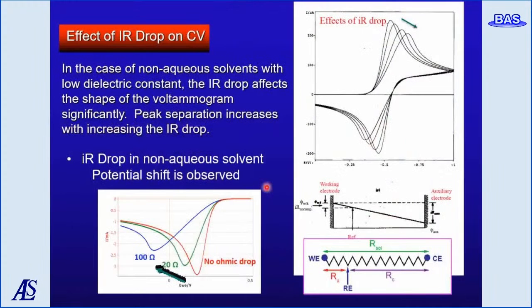When a current flows through the measurement cell in a 3-electrode system, a voltage drop proportional to the product of the resistance of the solution and the current flowing through it occurs, as shown here. This is called IR drop. In CV measurement, the IR drop appears as a shift in the CV peak. The larger the IR drop, the larger the peak interval between the oxidation and reduction peaks.